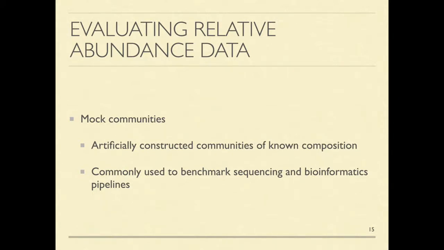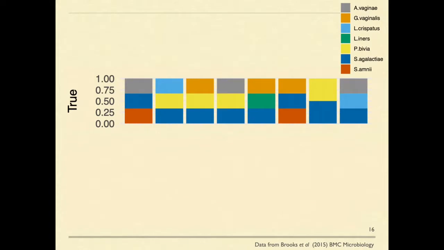We're going to look at what's called mock communities. Mock communities are artificial microbiomes. They're essentially constructed communities where we know what's present in those environments because they've been constructed in the lab, and they're commonly used for different benchmarking purposes in protocol development for microbiome studies. This data set was published by Brooks and co-authors in 2015. It's a very rich data set.